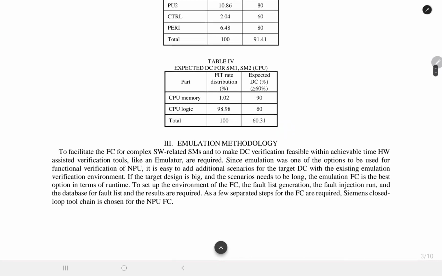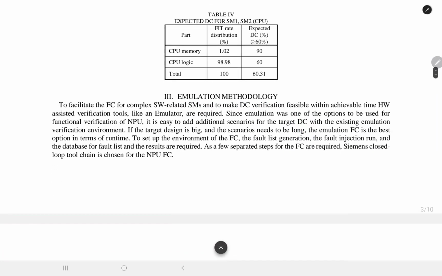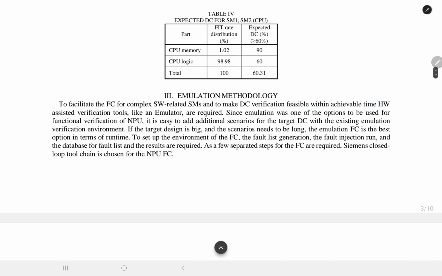Section 3, Emulation Methodology. To facilitate the fault campaign for complex software-based safety mechanisms and to make a DC verification feasible within an achievable time, hardware-assisted verification tools like an emulator are required.